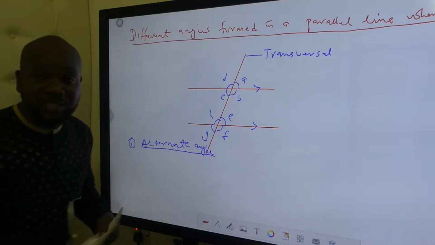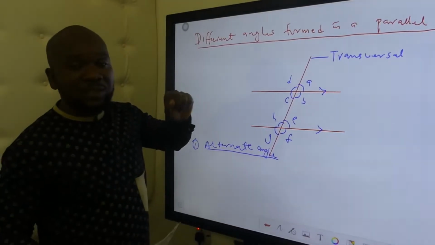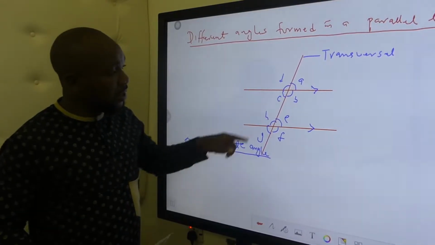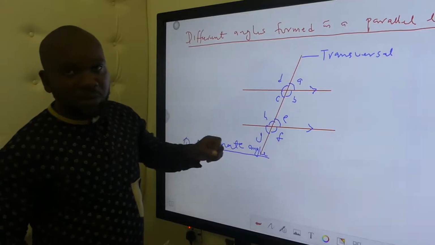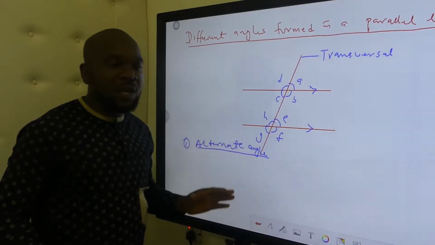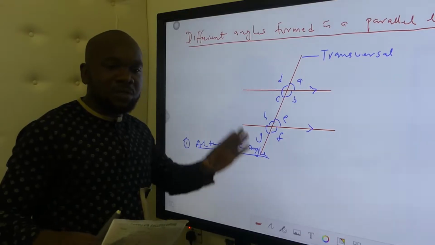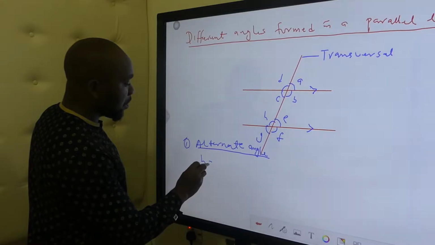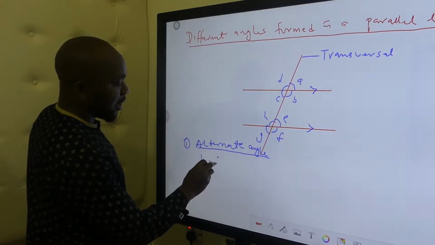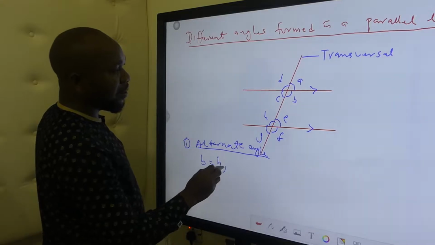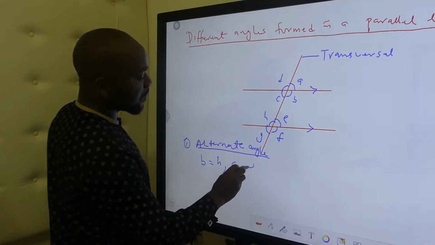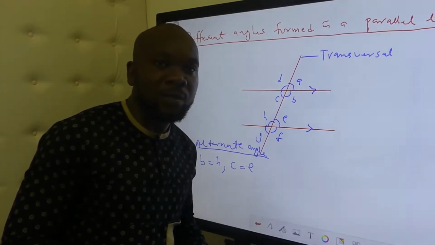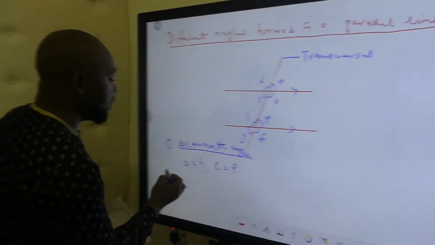What it means is this. If B is 2 degrees, then H is also 2 degrees. If C is 3, E is what? 3, because they are alternate. Alternate angles means the angles are equal. So look at it here. B is equal to H, and another one is C is equal to E. They are alternate angles.